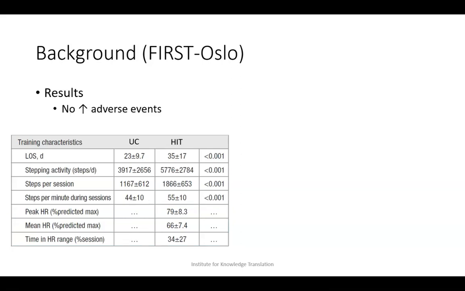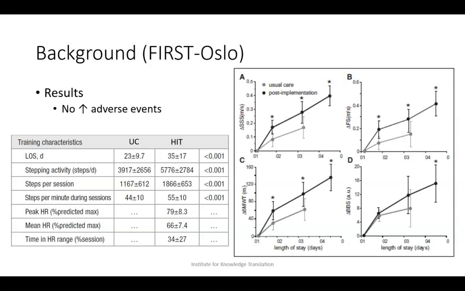Similar to first Chicago, now actually comparing between usual care and HIT, there was no difference in the frequency of adverse events with the provision of the high-intensity training. So looking at the outcomes for this study, the black lines represent the post-implementation or high-intensity training group. The gray lines represent usual care. The outcomes that were focused on here were self-selected and fast gait speed, 6-minute walk test, and the Berg balance scale. So 3 walking outcomes and 1 non-walking outcome.